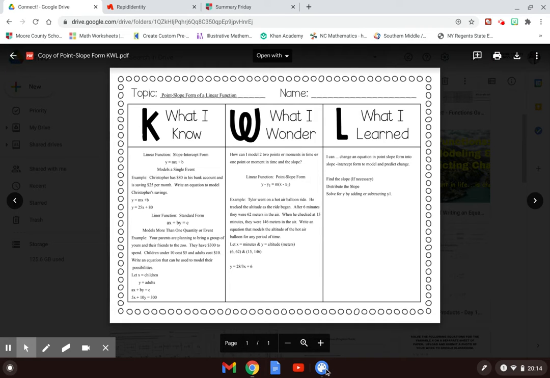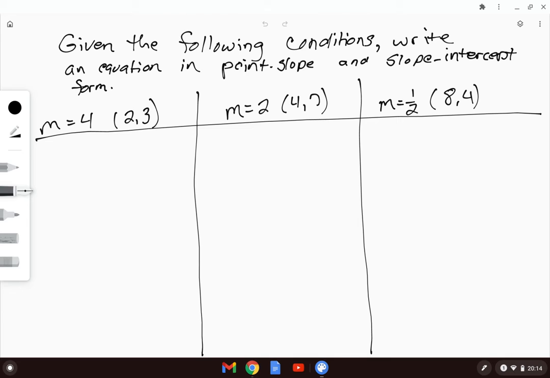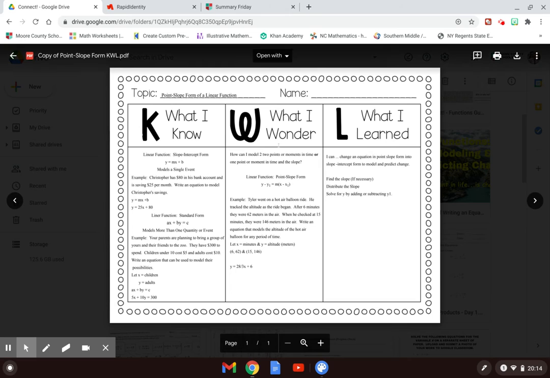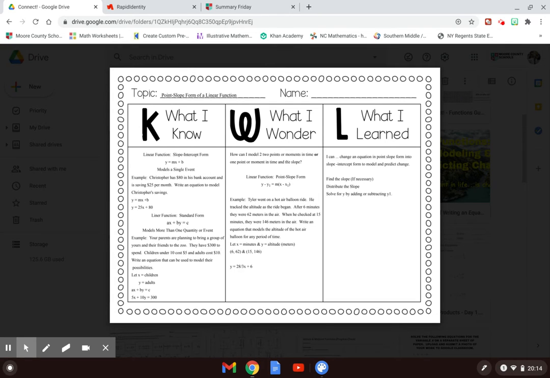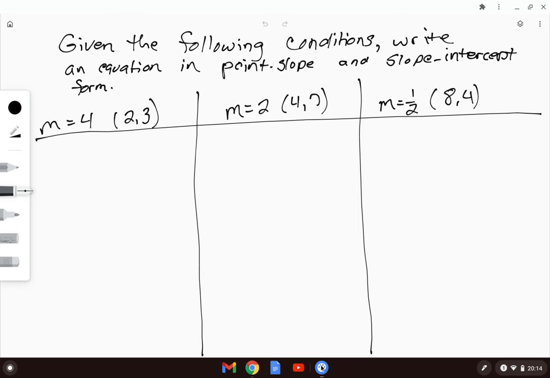Okay, so this is kind of where we left off yesterday. I had you do the maze yesterday, which was simply changing things from point slope form into slope intercept form. So here's what we're going to start with today: given the following conditions, write an equation in point slope form and slope intercept form. So what we are looking at here is this second condition of 1 point or moment in time and the slope. Okay, so we'll go back to our canvas board here.